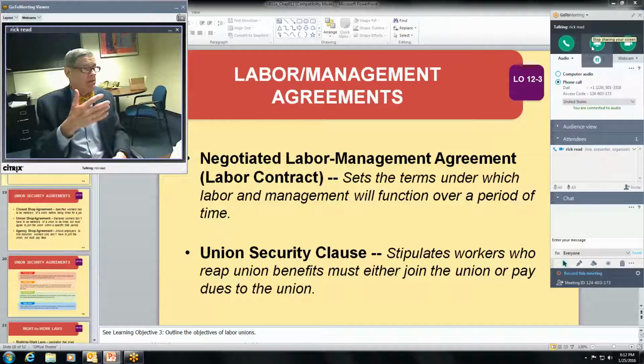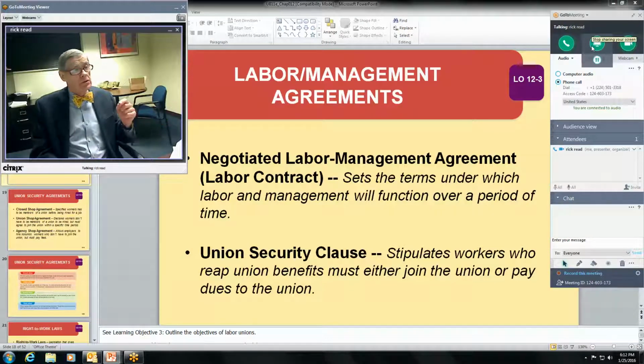The security clause says that those who reap the benefits of a union either have to join a union or pay union dues. Now, there is an issue before the Supreme Court now. I don't know if the case has been heard yet, where a teacher in California is questioning why he, and I believe it is a he, has to pay union dues. So we'll see. If the court rules that those that reap union benefits don't have to pay union dues, that will be very detrimental to unions. We'll just have to wait and see how that plays out.